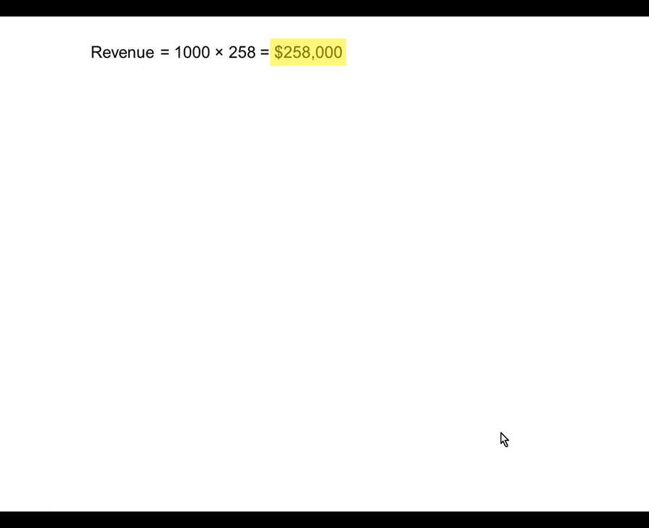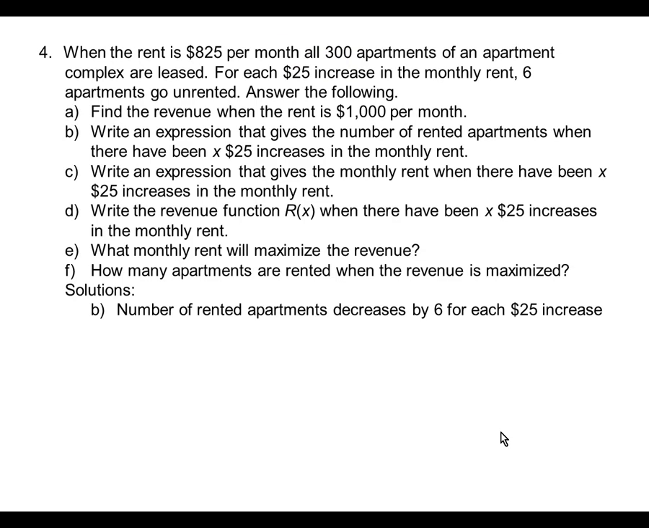Now question B wanted us to find an expression for the number of rented apartments when there are X $25 increases. The number of rented apartments decreases by 6 for each $25 increase. Now remember, there are going to be X $25 increases. So you're going to have 300, what you started with, minus 6 times X. That's 6 empty apartments going unrented for every $25 increase, and there were X $25 increases.